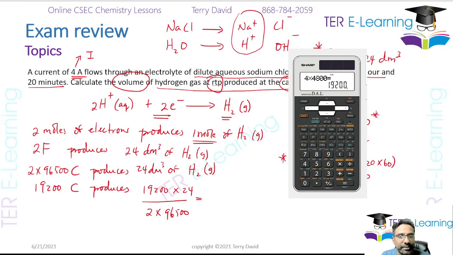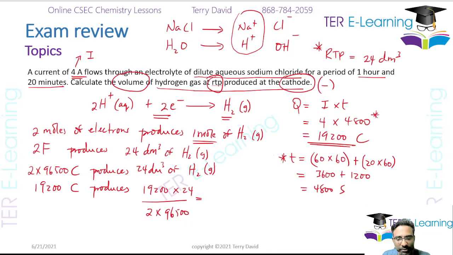Let's get the calculator here and do this again. So it's 19,200, I already have it in the calculator, multiplied by 24, then I'm going to divide that by 2 by 96,500. Close the brackets, equal, and I'm going to get 2.39. So I'm going to get 2.39 dm cube of H2 gas.